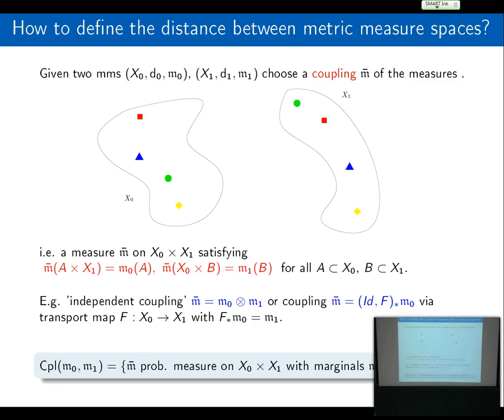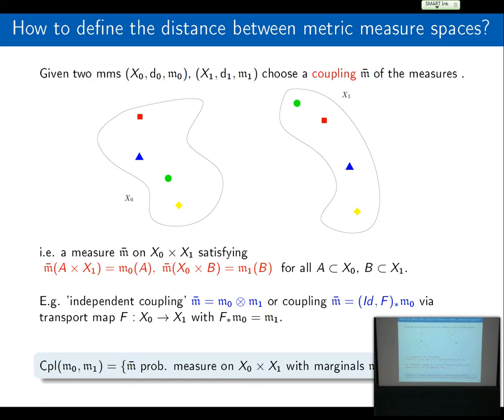And now, what is the distance between metric measure spaces? This depends on the idea of optimal coupling. First of all, if we have two spaces, X0 and X1, we try to identify points. This idea of coupling is a generalization of, for instance, the epsilon isometries used for the Gromov-Hausdorff distance. Instead of epsilon isometries, we use measures on the product space, and these measures should be thought of as generalizations of bijections.